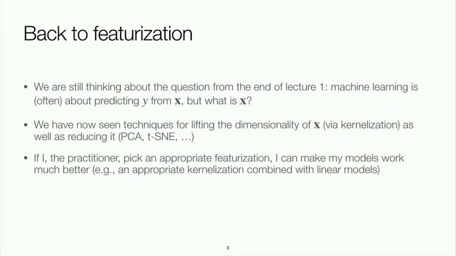And one thing that I think is good to take away from what we've talked about so far is that if I, as a practitioner, am able to pick a good featurization, maybe I do PCA because that works well for my data, or I pick the right kernel, right? Like I inspect my data and I say an RBF kernel would work well here, then I can make my models work much better, right?